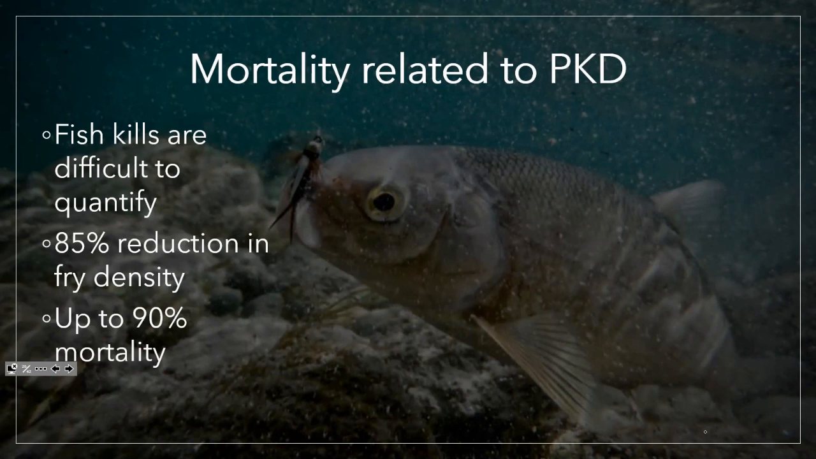That being said, in laboratory experiments and in fish farms, PKD leads to an 85% reduction in fry density. It disproportionately affects juvenile fish, which of course is very hard on the population as a whole. And additionally, especially in the case of mountain whitefish, this can lead to up to 90% mortality in populations affected by PKD. Now, if you don't know how serious that is, other diseases can generally lead to very low mortality in whole populations, usually below 10%. This can represent a huge impact on wild fish populations.